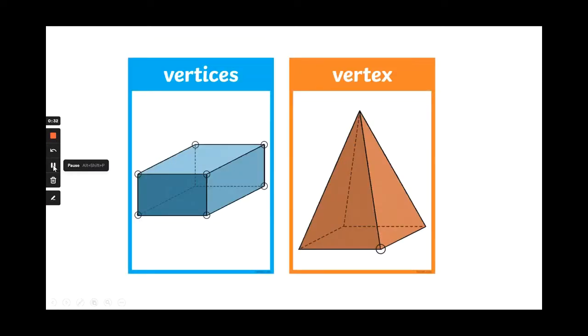The other important words we need to learn today are the vertices or the vertex. So these are the corners of a shape. You can see here on this cuboid, it has lots of corners, so we call them vertices. If we're just talking about one corner, so here there's only one corner highlighted, we would call it its vertex. Okay, so one vertex or lots of vertices.